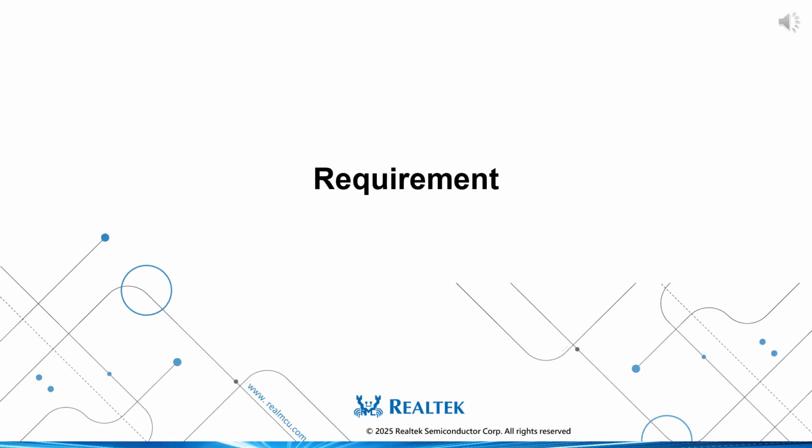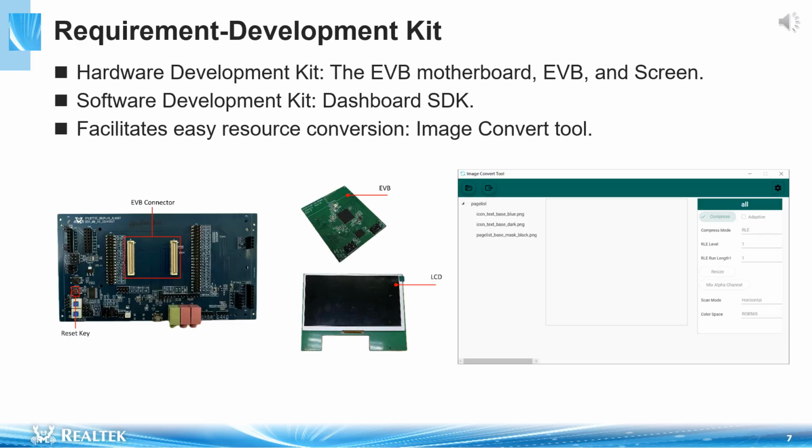The second part is requirements. To run the dashboard application smoothly, you'll need the following hardware and software resources. The hardware setup includes an EVB motherboard, EVB, and display screen. For software, we provide the dashboard SDK along with specialized tools like the Image Convert tool, which quickly transforms images into binary formats, all ready for immediate use.